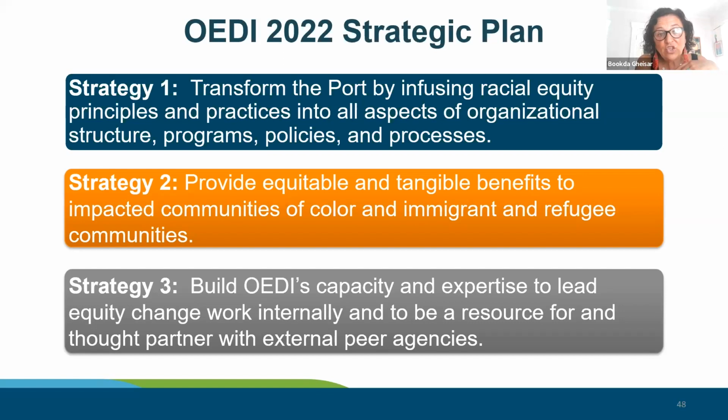And then the second strategy has to do with tangible and equitable benefits for our communities that are impacted by the port's operations. And then the third is really to be in connection with and in relationship with others who are doing this work around the country, and to always be looking at innovations and to be learning and sharing our work. So we do a lot of different things around strategy 1, but the rest of my comments really focus on our budgeting work. Next slide, please.